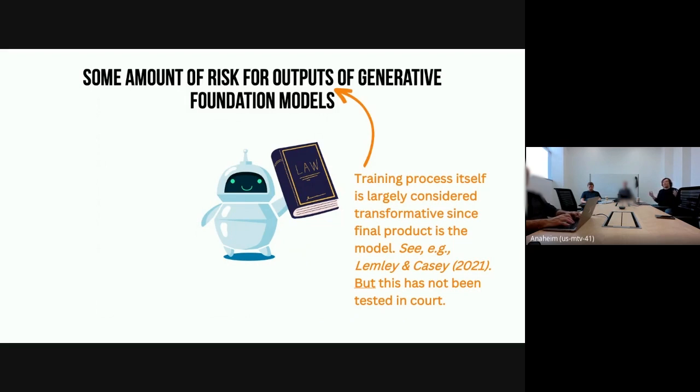I'll note that I'm only talking about outputs from the model right now, right? So we're comparing things that are created by the model and any liability that stems from those creations. There's some question about the training process itself and whether that is considered fair use. Legal scholars have argued that it is transformative and it is fair use because the model itself is this transformative product. But this has not really been tested in court. We will see if courts agree with this analysis. But I will focus mostly on the outputs and any liability that stems from that and how we can think about that.